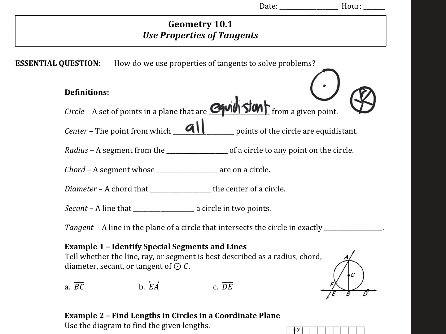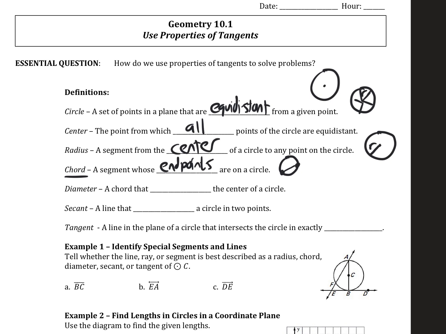A radius is a segment from the center of a circle to any point on the circle. So if we draw a circle here and draw the center, going from the center to any edge is going to be the radius. A chord, pronounced chord, is a segment whose endpoints are on a circle. For example, a chord would be two points on the circle connected through the middle like that.